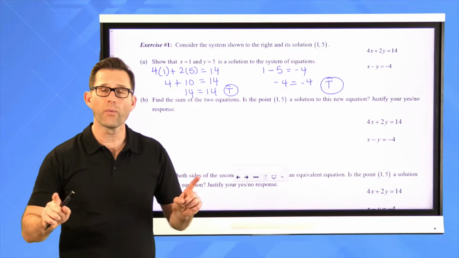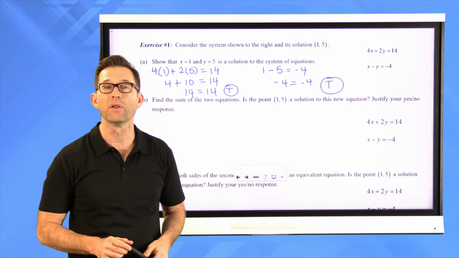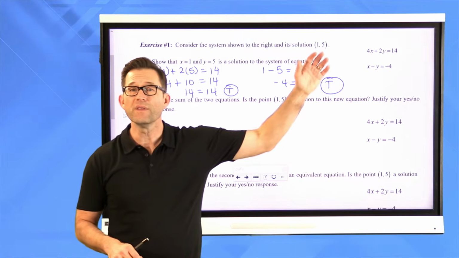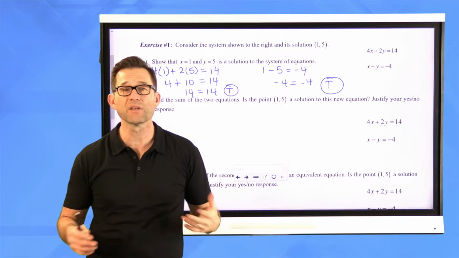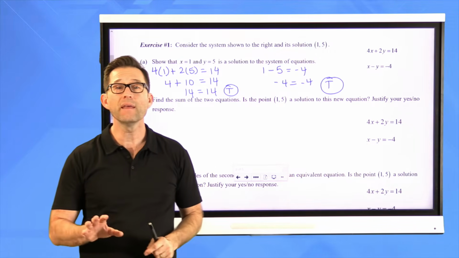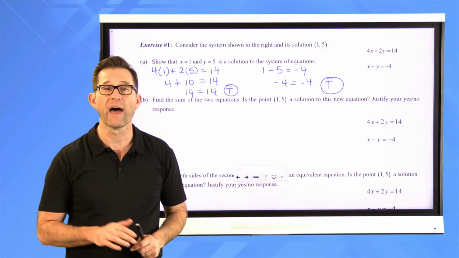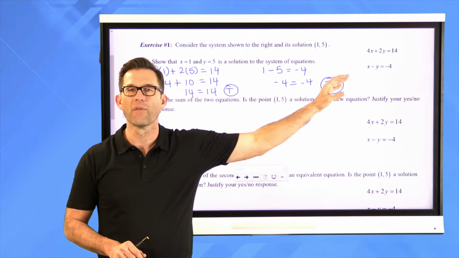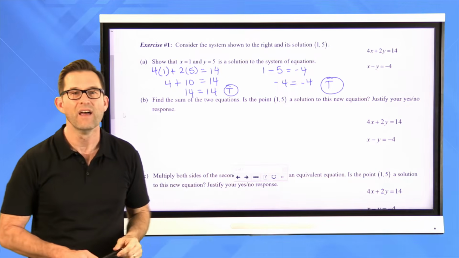Now, before we move on, I do want to point out something about this system that's a little bit different than the ones we've been looking at lately. Notice in this system, both of the variables in both equations are on the left side of the equation. Many of the systems that we work on from now on are going to look like that. In other words, there isn't going to be a variable that's all isolated and by itself. All right, that being said, let's take a look at letter B.